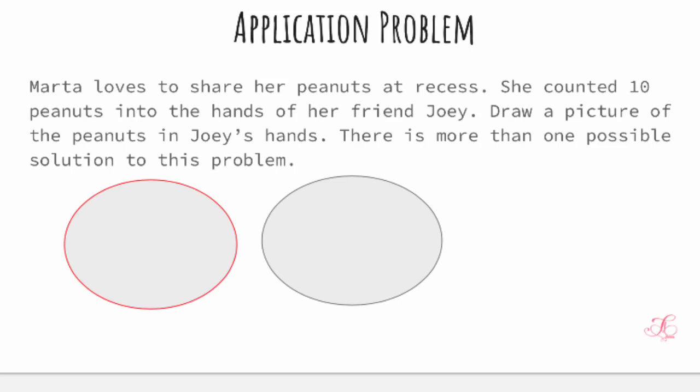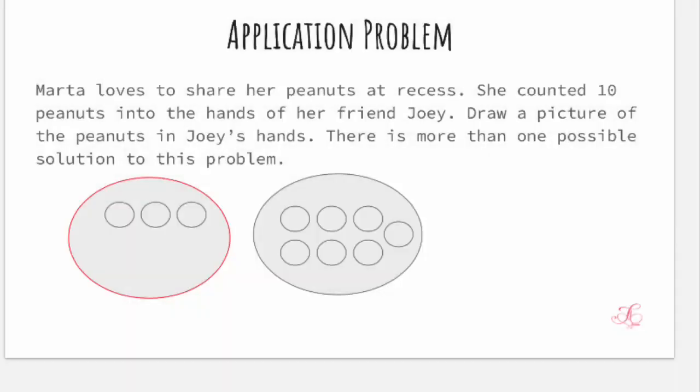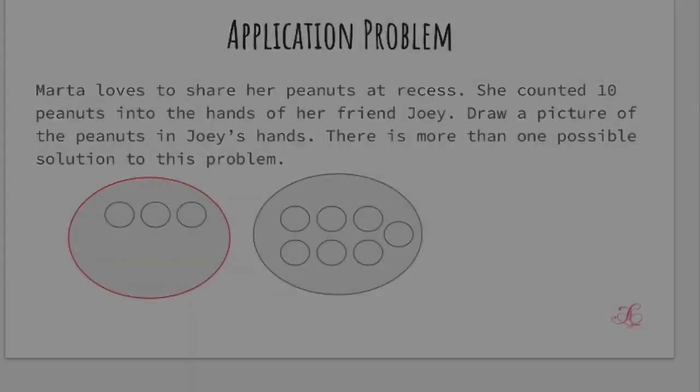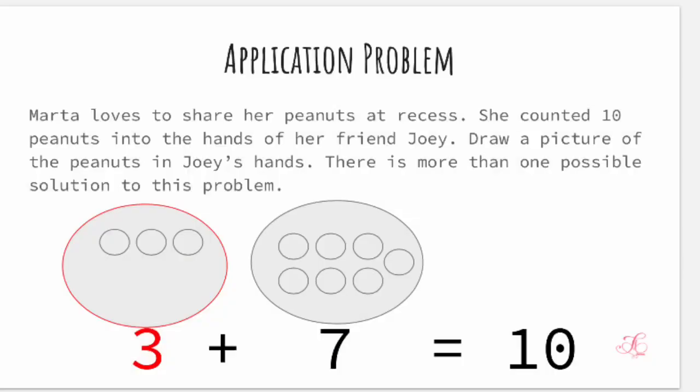Now, let's put some of the peanuts in one hand, that is the red circle, and some in the other hand, that is another circle. This time I am going to go first, and then after I finish, you can try to do it another way. Let's begin. I'm going to put 3 in one hand. How many will go in the other hand? 3, 4, 5, 6, 7, 8, 9, 10. 7 more, because I know 3 and 7 equal 10.